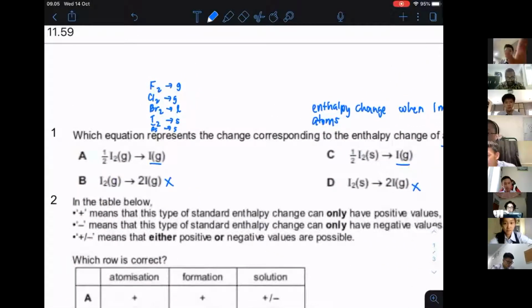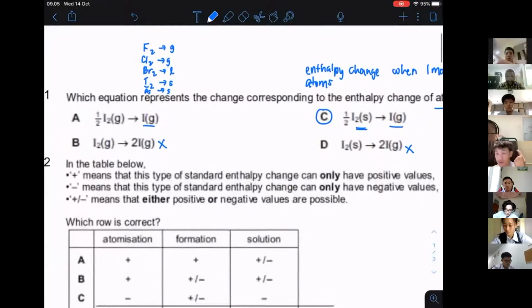Kiara? Okay, the answer is going to be C because iodine is going to be solid at 25 degrees Celsius, according to the standard condition. Okay, so let's actually move on.